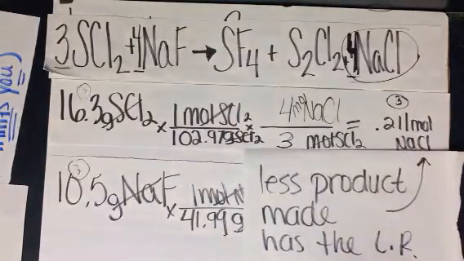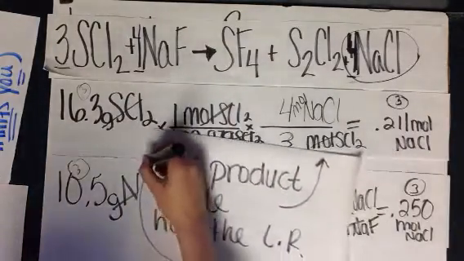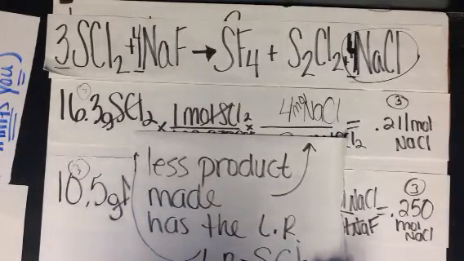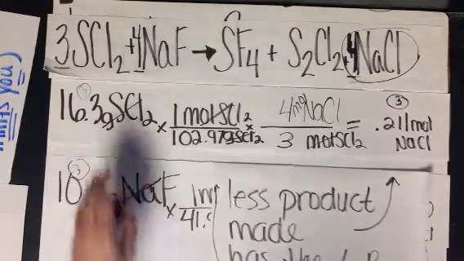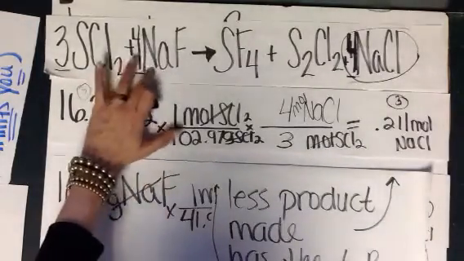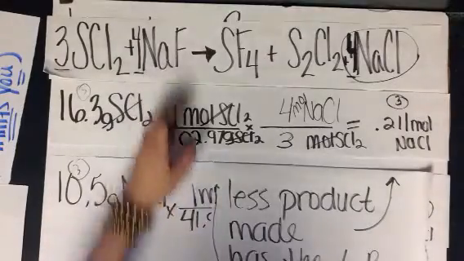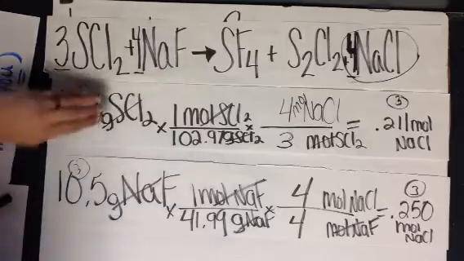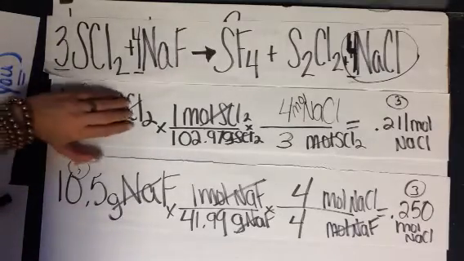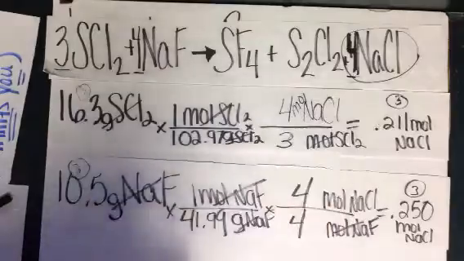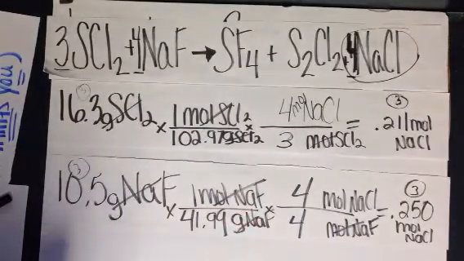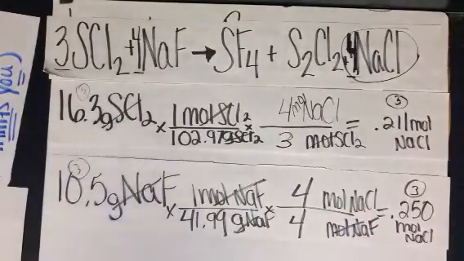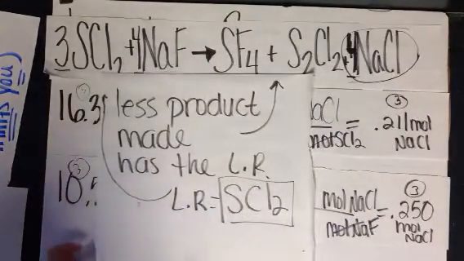So my limiting reactant is SCl2. Remember, a reactant is what you start with. One of these was going to be the answer. Is it SCl2 or is it NaF? One of those is the answer. Okay, so let's go back and see. This amount of this reactant made less product. I could have made more, but this one held me back. Okay, so that's your limiting reactant. And that's what you answered. My limiting reactant is SCl2.